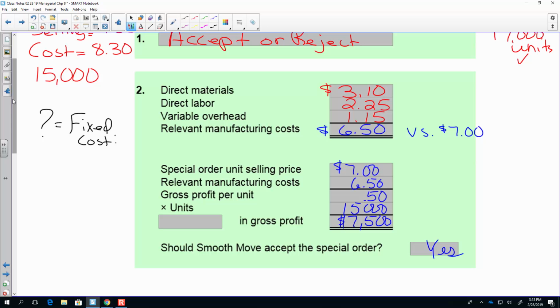The problem doesn't mention fixed cost though, right? So when looking at fixed cost, other problems will. So watch for the word avoidable, like we had on our last problem. Watch for the word avoidable. If a fixed cost is avoidable, we include it in our cost per unit, right?